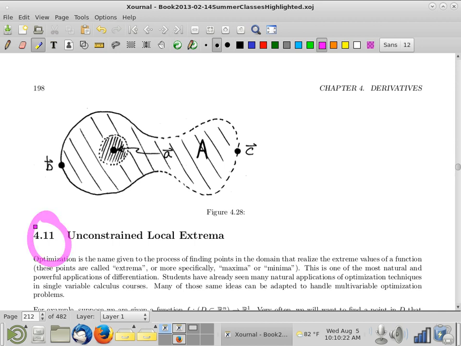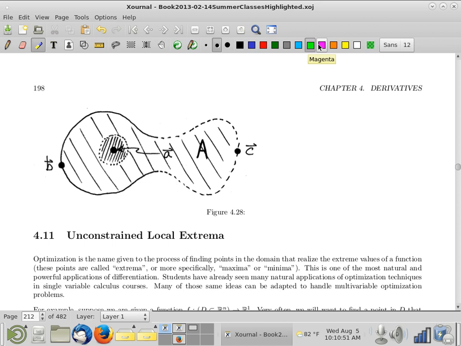So anyway, here we go. We're going to talk about unconstrained local extrema. In general, we're going to lay some groundwork for how to talk about optimization problems. By the way, those of you who are majoring in economics, optimization is extremely important in economics. Very often you want to maximize profit. Maybe you want to minimize risk, cost, stuff like that. So it's extremely important.